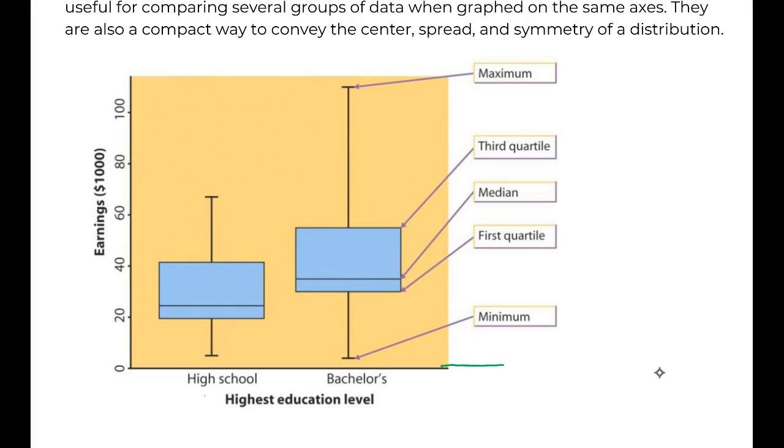The nice thing about box plots, though, is that you could have more. You could have master's and then PhD. You could have all these different levels because there's no limitation to the number of box plots you put on a set of axes, versus those back-to-back stem plots, back-to-back histograms, back-to-back dot plots. Those all exist, but they only let you compare 2 groups.